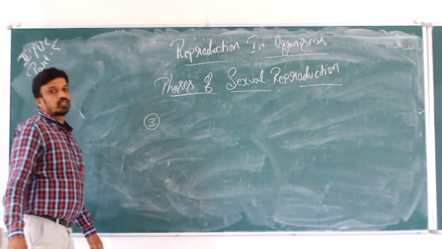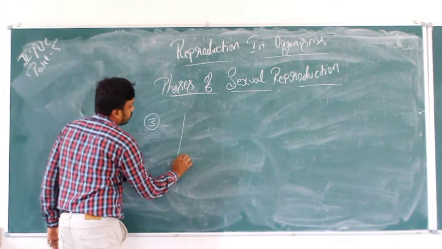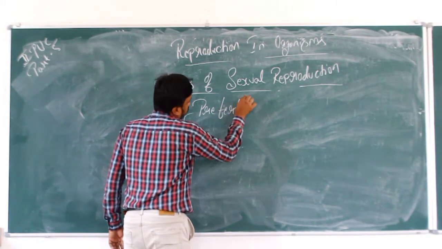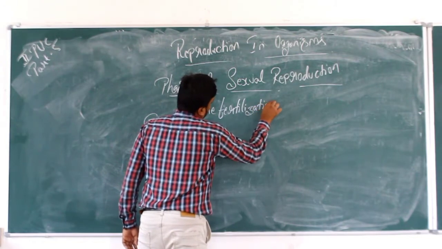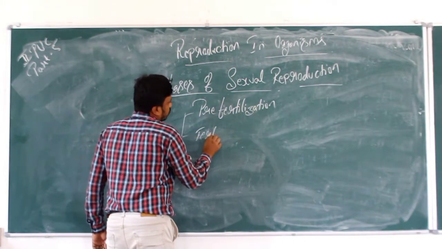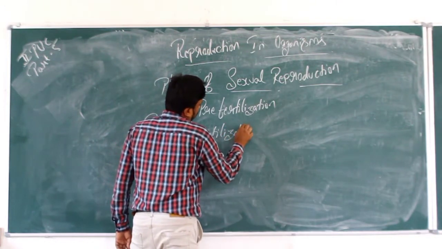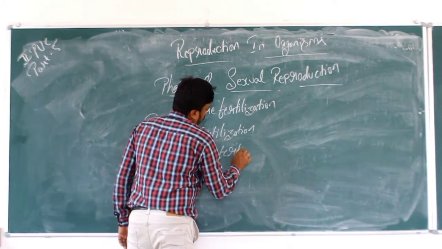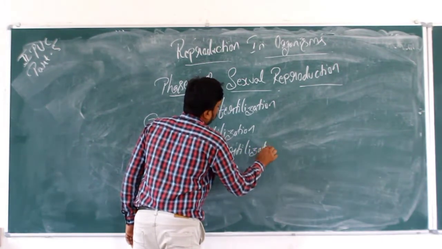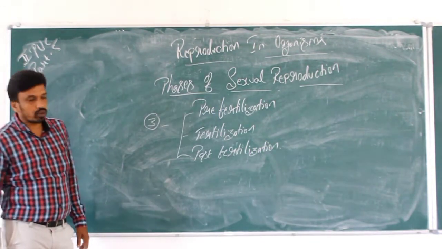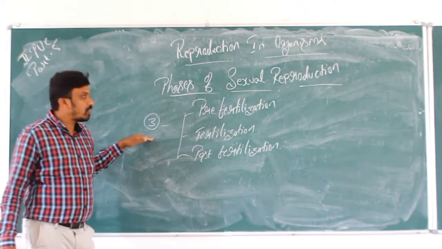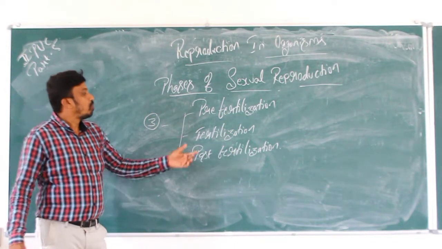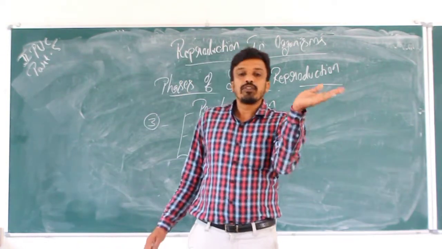How many phases? The sexual reproduction exhibits 3 phases: pre-fertilization, next fertilization, and the last one is post-fertilization. So, the phases of sexual reproduction. The sexual reproduction has 3 different phases. First one is pre-fertilization, then fertilization, and post-fertilization. Pre-fertilization, the events which occur before the fertilization.